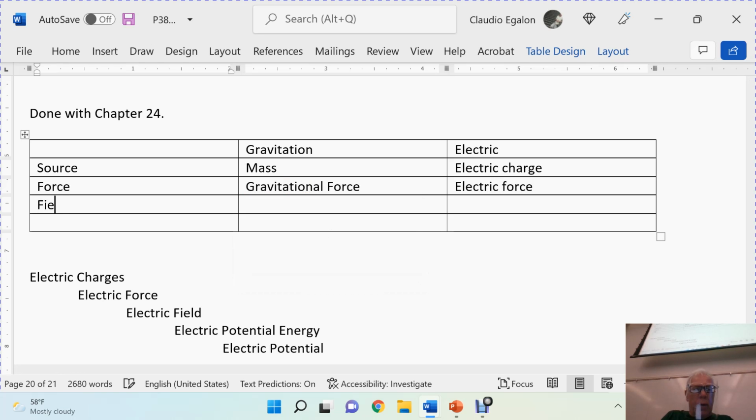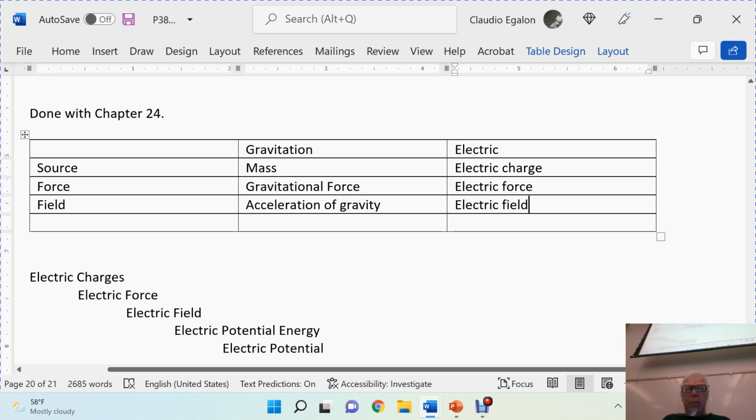And then here we can write it down, field. What's the field? What is the gravitational field? The gravitational field is the acceleration of gravity, right? And here we just call it the electric field. The acceleration of gravity is the gravitational field. The gravitational field is the acceleration of gravity. What else? Then we can go to the next step.